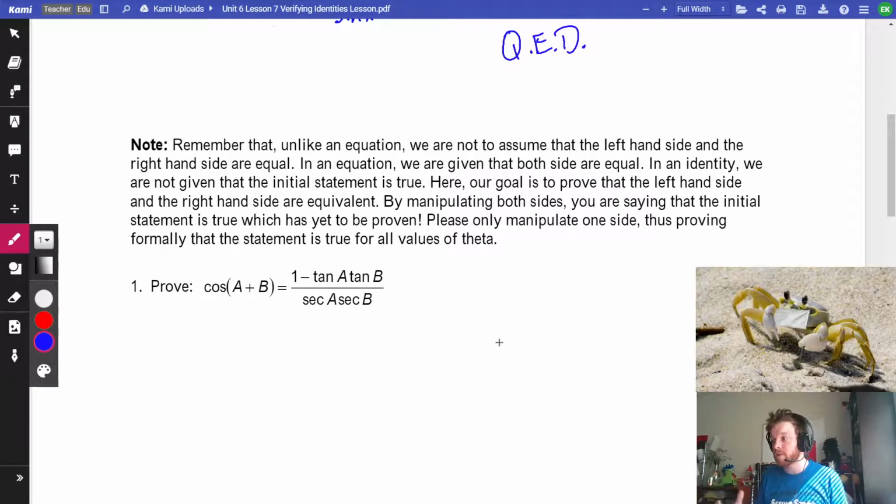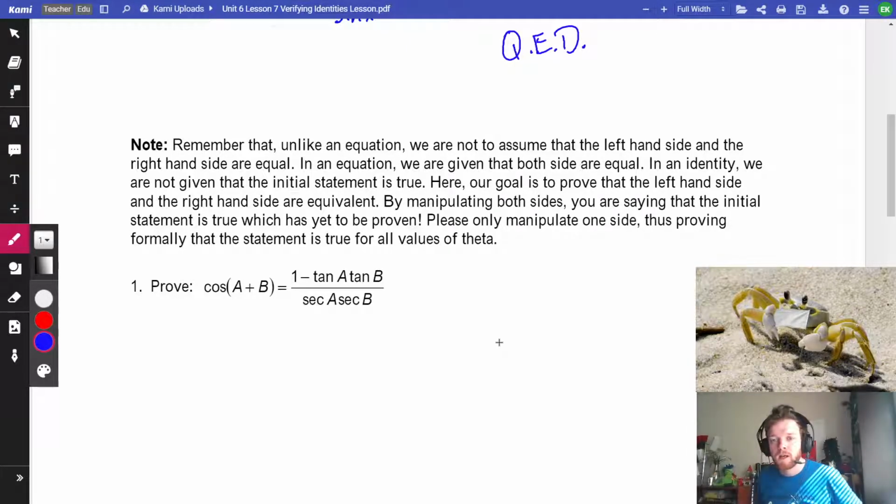By manipulating both sides, you are implying to the reader, to the person looking at your work, that the initial statement is true. You're begging the question. By manipulating both sides, you are saying that the initial statement is true, which hasn't yet been proven. That's your task. Please only manipulate one side, thus proving formally that the statement is true for all values of theta. So identities are different than equations. They're statements that need to be proven. Whereas with an equation, you're told that the equation is true, and you're trying to find the values that make it true.